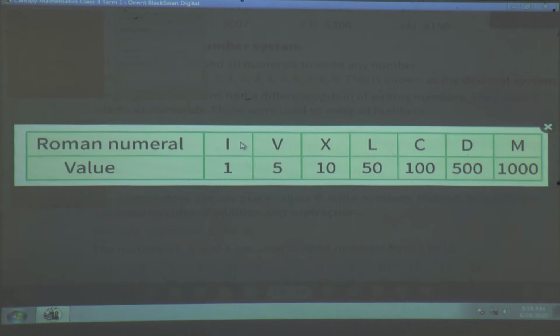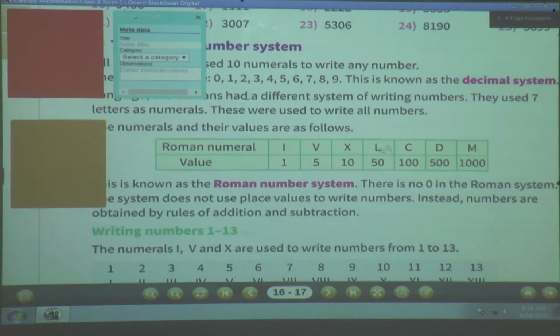Now see this. The value of I means 1. V means 5. X means 10. For 50, they were using L. For 100, they were using C. For 500, they were using D. And for 1000, they were using M. By using these 7 letters, we can write the numbers in the Roman numeral system till 1000. We will see that in detail now.